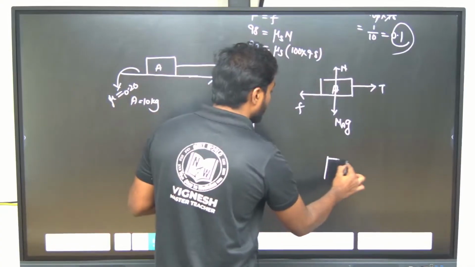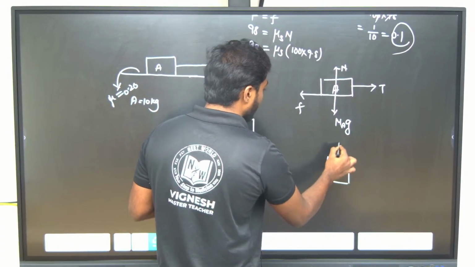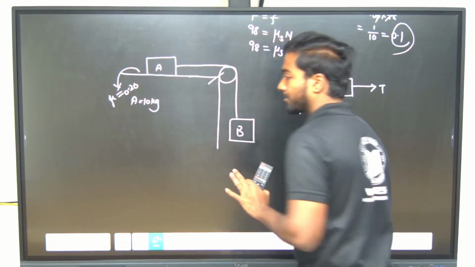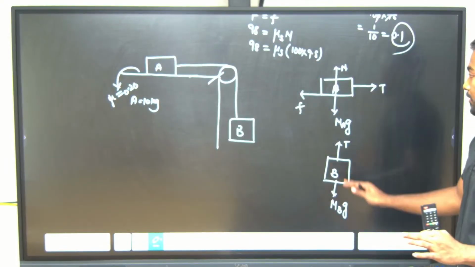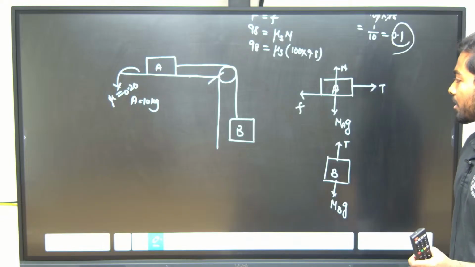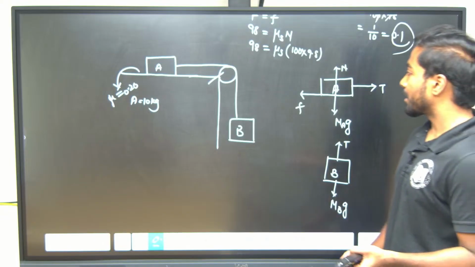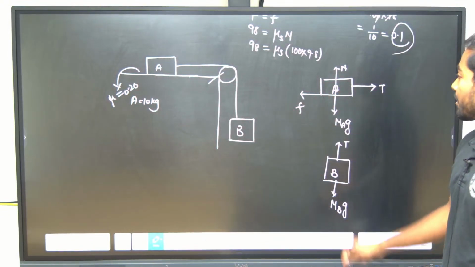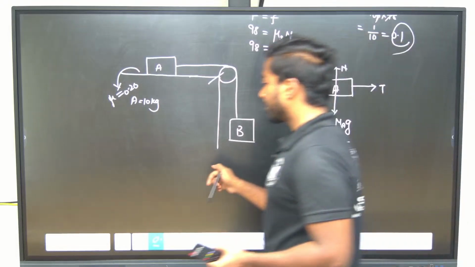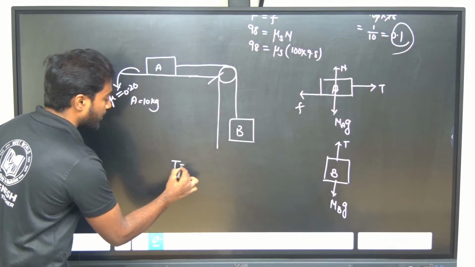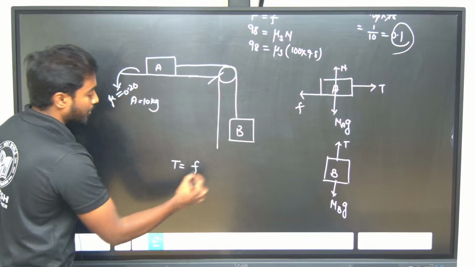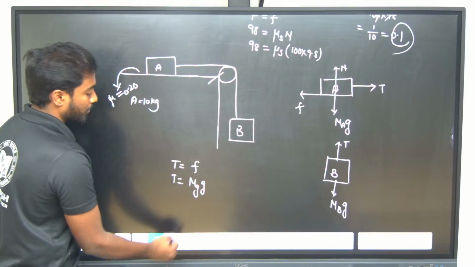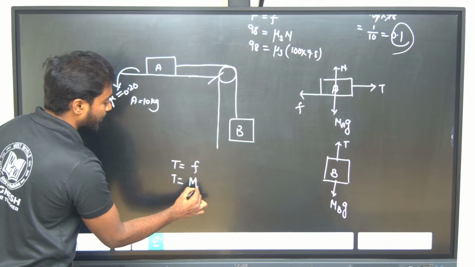Then B will have tension T and m_B g. So that's it. Is there any other thing left out in this? Yes, fine. Now let me write the equations. To kickstart, I can equate the things. So from this I can say that T will be equal to f, and T will be equal to m_B g, mass of B and g.